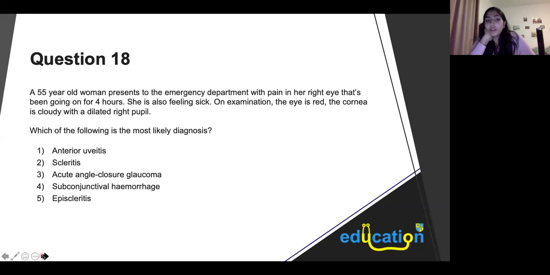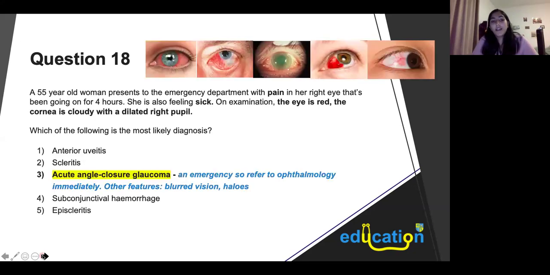Yeah, great. You guys are all getting it. So yeah, it is, as you've all said, acute angle closure glaucoma. So this, as it says here, we do need to send them straight to ophthalmology, like emergency A&E. So in terms of how we know that it's glaucoma, it's really from the description.